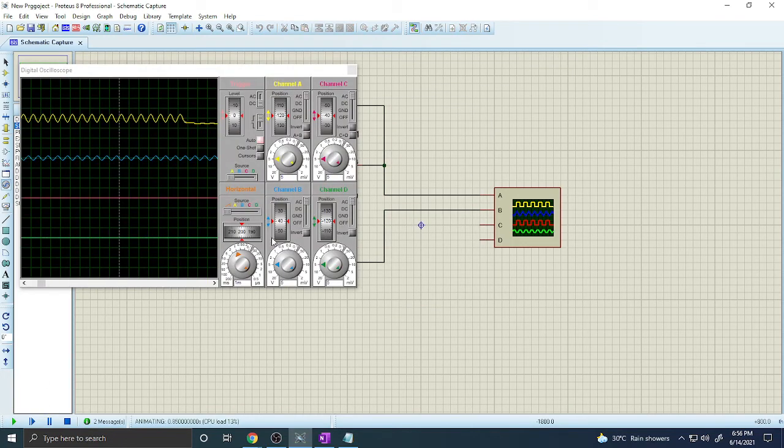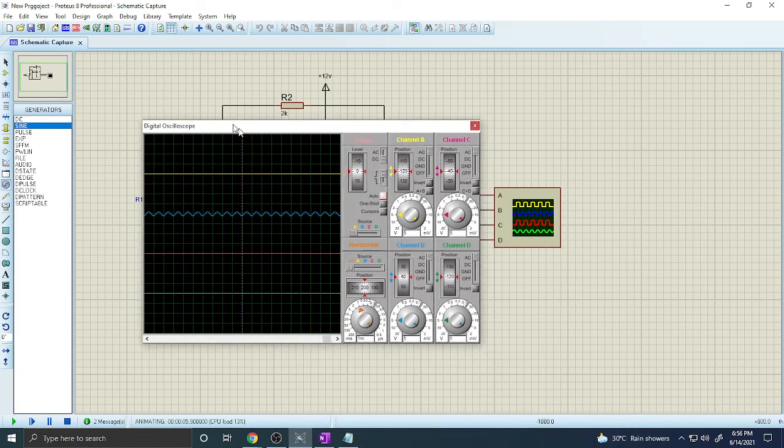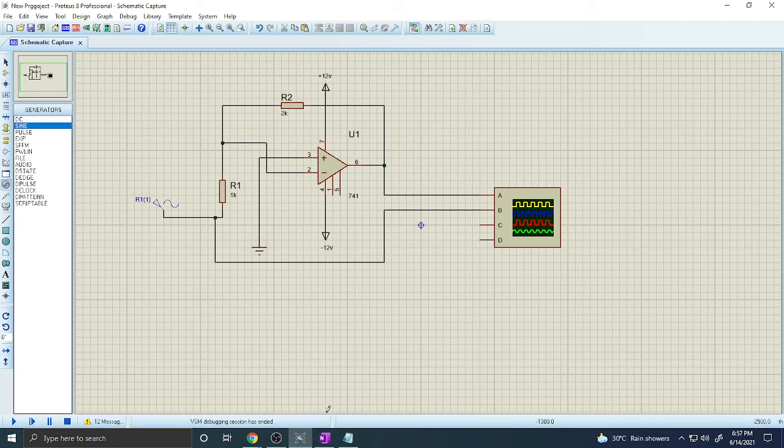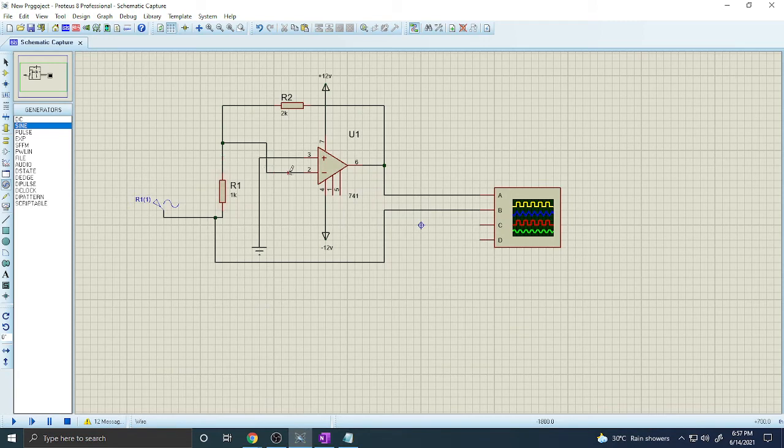Now see that this is our channel. The blue channel is connected at the inverting input and the yellow line is connected at the output. So this is the output waveform of the operational amplifier. Our circuit is R1, R2. R1 is connected to the inverting terminal, R2 is connected to the output, and the non-inverting input is connected to ground.